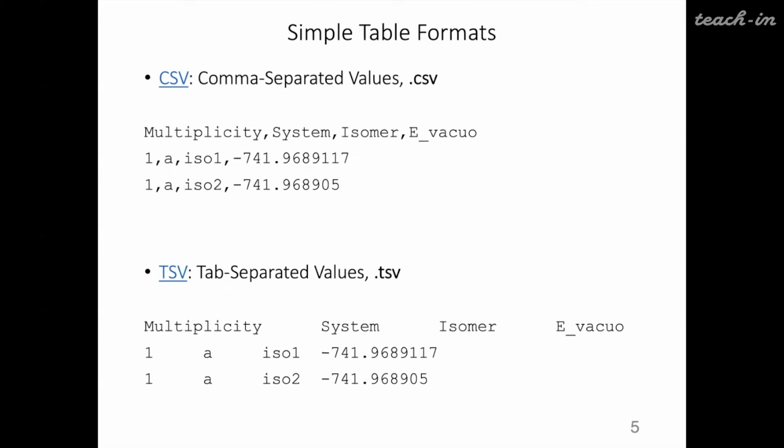These are concise formats. First of all, we should mention the CSV format. CSV is an abbreviation for comma-separated values. So we simply store entries that are separated by commas. We can store string data, and we can store numbers as well.